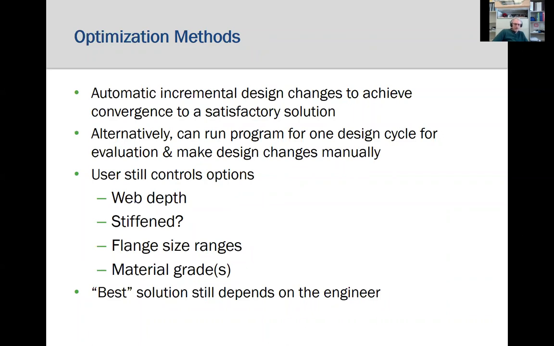If the current design violates the AASHTO provisions, the design is modified by Simon to correct the violations. Otherwise, the design is made lighter, if possible. Or, optionally, the user can have the program evaluate the input trial design for one design cycle and make any required changes manually. Throughout the execution of Simon, the user has the option to display the information generated during each design cycle so that the user can later trace that design process.